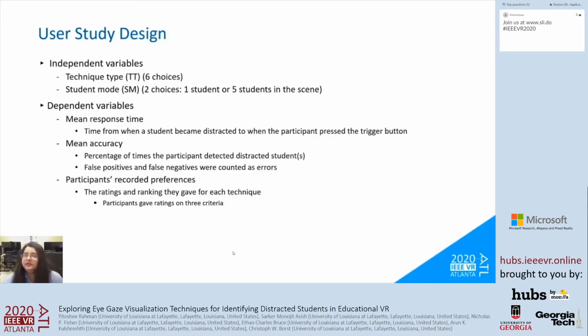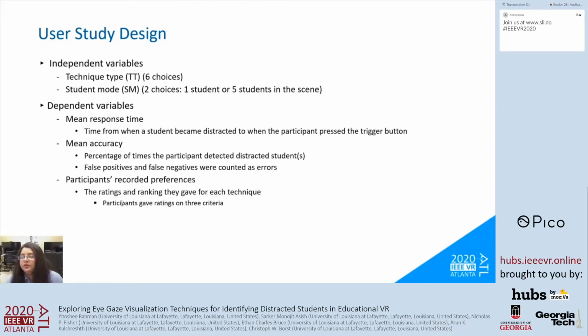In the user study, our independent variables were technique types, which are the 6 different visualization techniques, and student mode, where there were either single student or 5 students' gaze data. For each condition, there were multiple distraction events, and the system recorded the response time and accuracy associated with it.